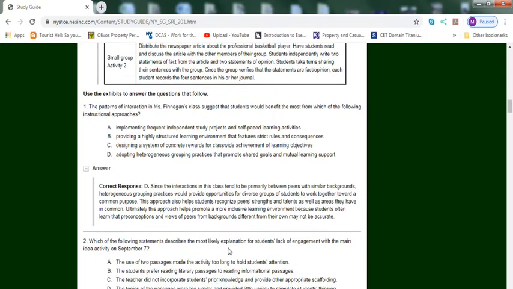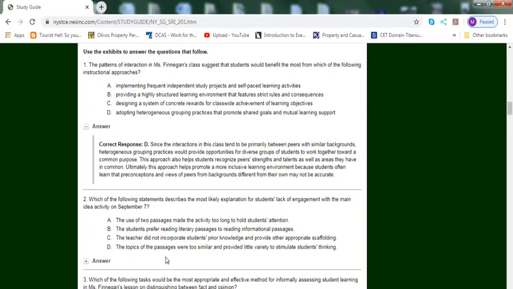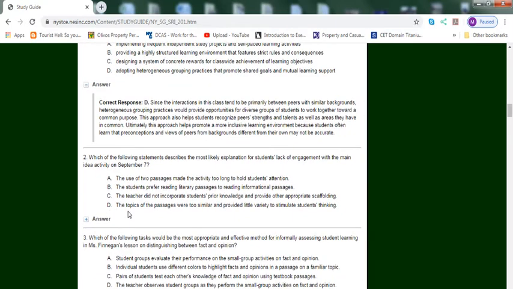Now, reading through the question, which of the following statements describes the most likely explanation for students slipping away from the main ideas on September 7th. Now you have to read through the questions to find what the answer is. Is it A, the use of the passage made the activity too long to hold students' attention?